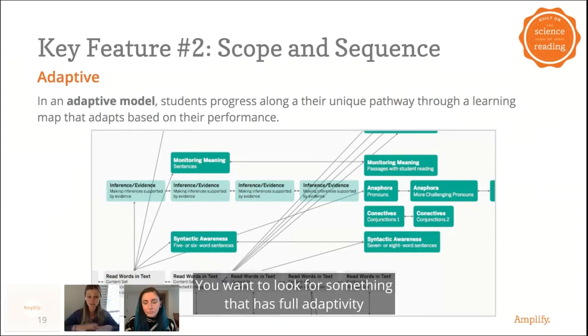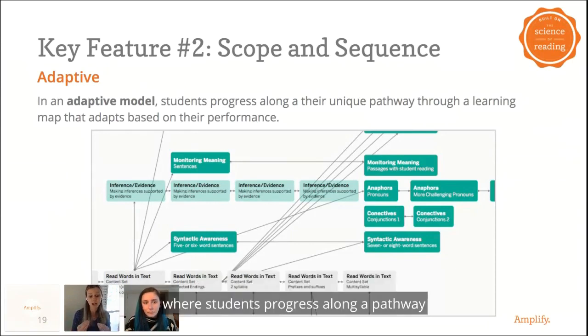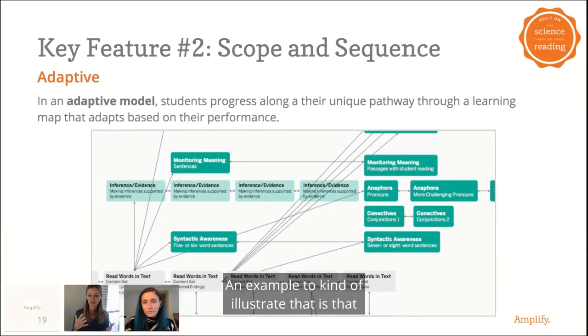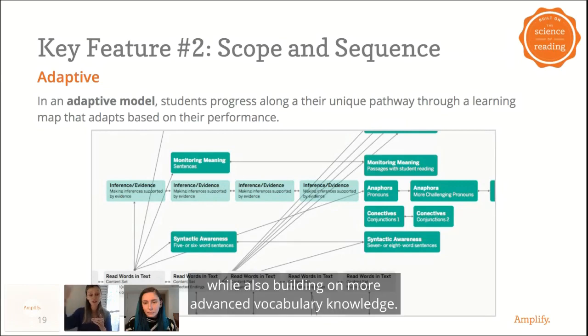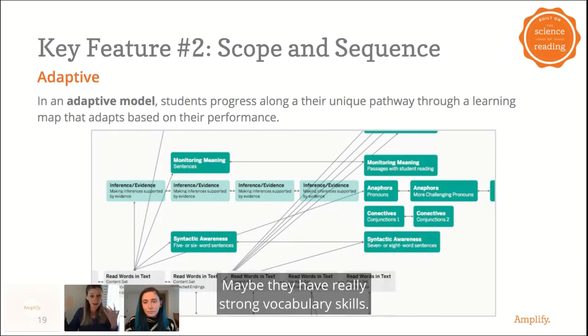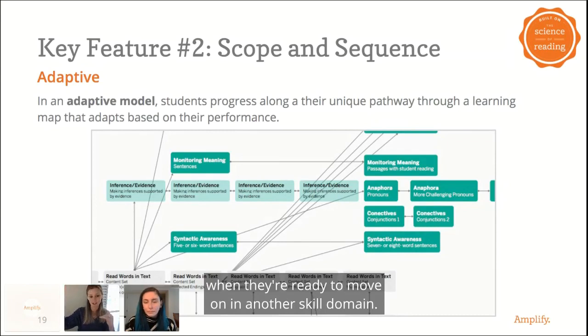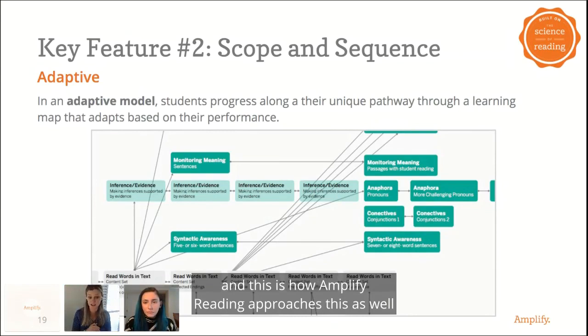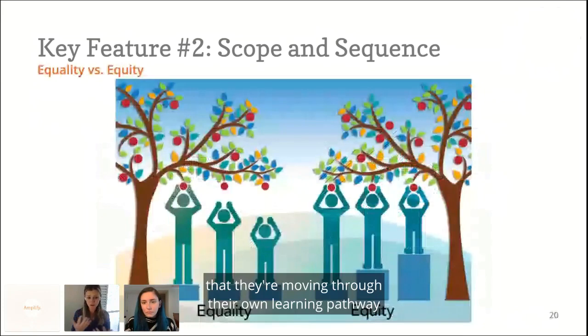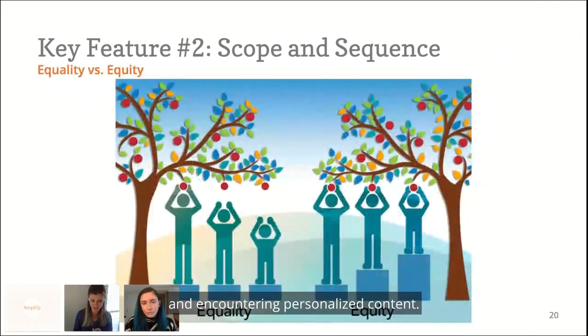You want to look for something that has full adaptivity, where students progress along a pathway that adapts on multiple dimensions, not just that one linear path. An example to illustrate that is that a student can work on early first grade decoding while also building on more advanced vocabulary knowledge. Maybe they have really strong vocabulary skills. There's no sense in keeping that at that linear first grade level when they're ready to move on in another skill domain. So we want to make sure that we're being adaptive. And this is how Amplify Reading approaches this as well: they're moving through their own learning pathway and encountering personalized content.